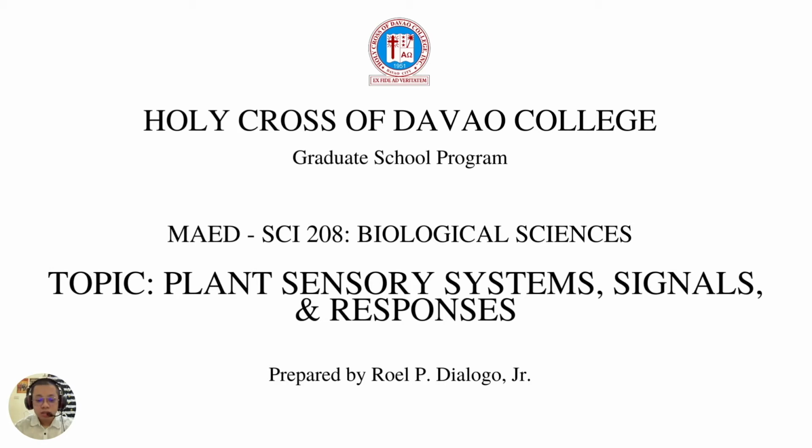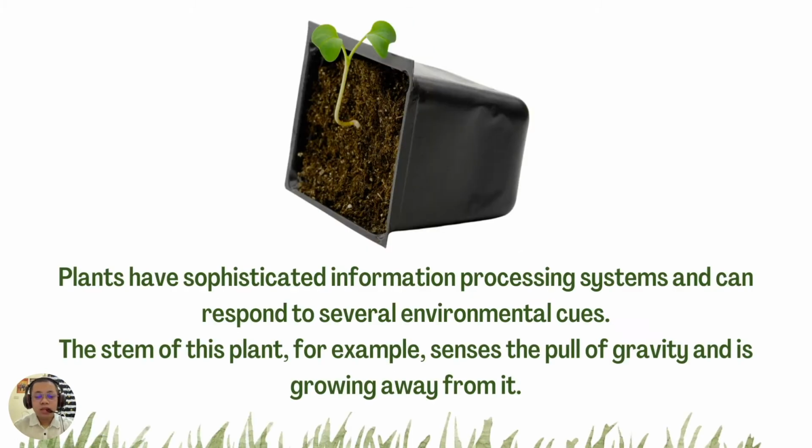And this is my report about plant sensor systems, signals and responses for our subject Science 208 Biological Sciences under Dr. Genevieve Pipito. Plants have sophisticated information processing systems and can respond to several environmental cues. The stem of this plant, for example, senses the pull of gravity and is growing away from it.